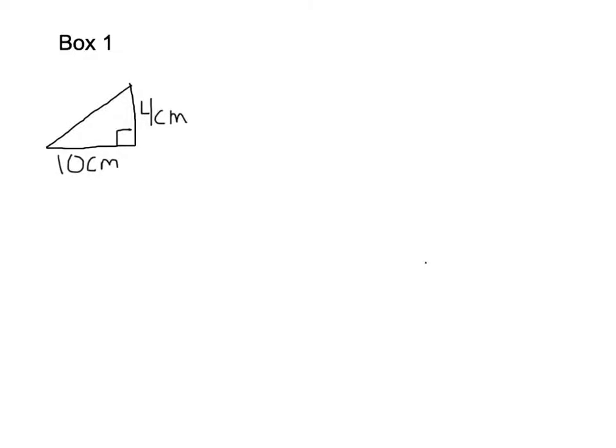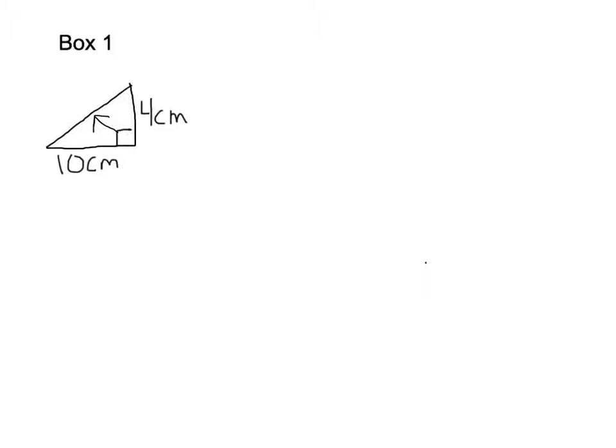Alright, so copy this example down in box 1. We have a right triangle with two measurements, 10 centimeters and 4 centimeters. So you've got to figure out if you're looking for a hypotenuse or a leg. So find the right angle, which is that box, and right across from that is the hypotenuse, and that measurement is missing, so we're looking for the hypotenuse.